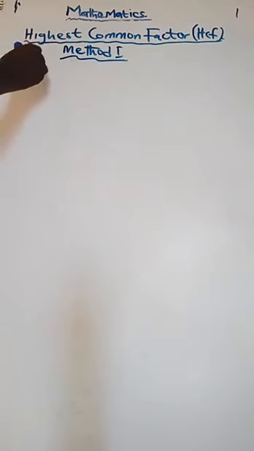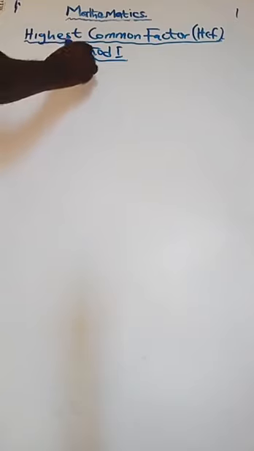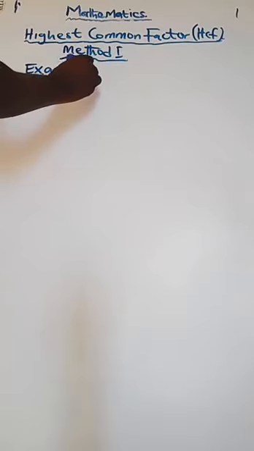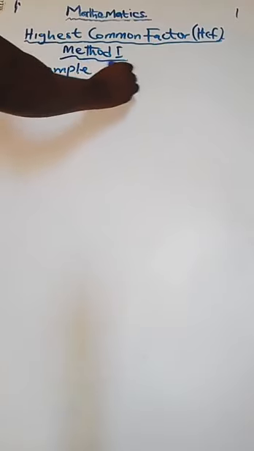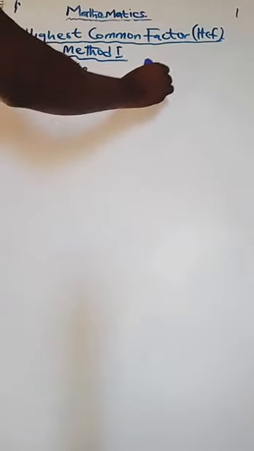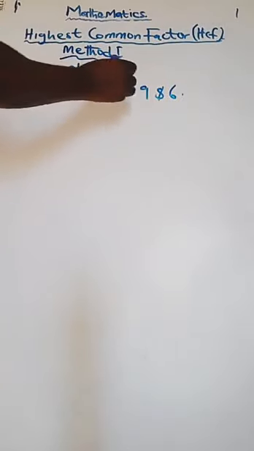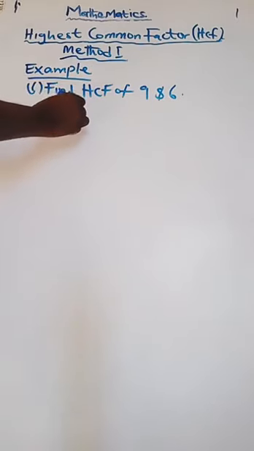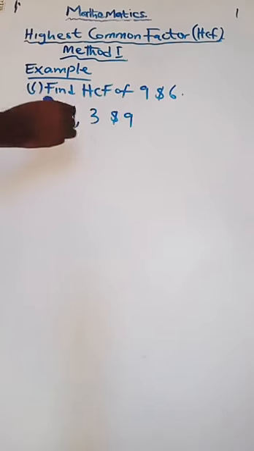Let's look at an example to understand the first method. Let's say you have a question that says find HCF of 9 and 6. The first thing to do is to look for factors of 9. So what are the factors of 9? Factors of 9 are 1, 3, and 9 itself.